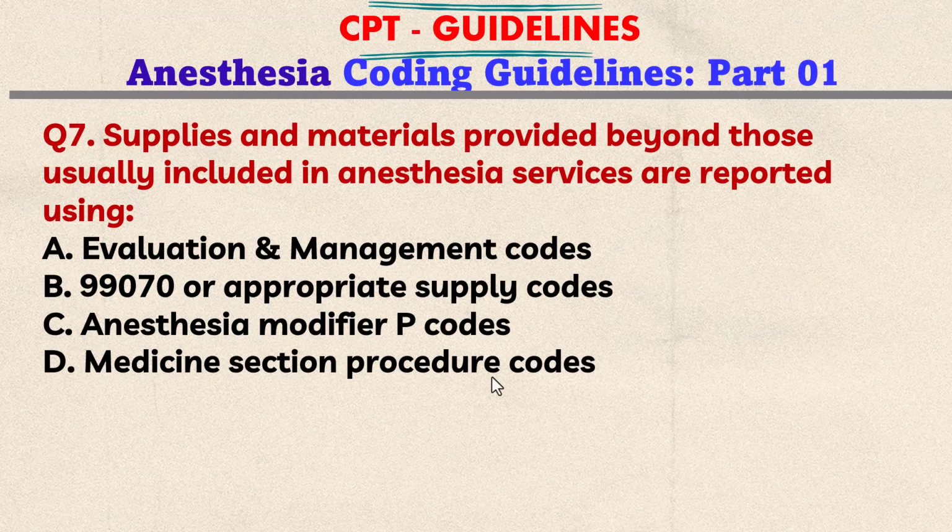Question number 7. Supplies and materials provided beyond those usually included in anesthetic services are reported using A. Evaluation and management codes, B. 99070 or appropriate supply codes, C. Anesthesia modifier P codes, D. Medicine section procedure codes. Think the answer.